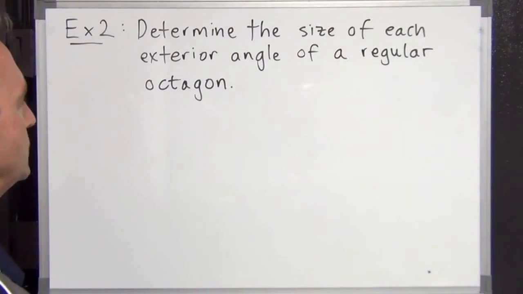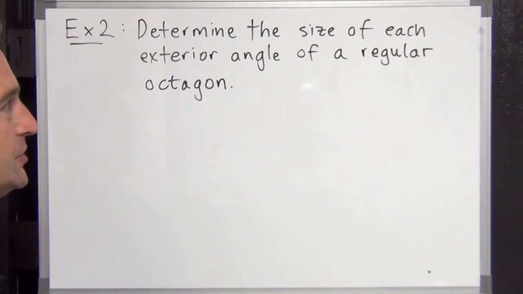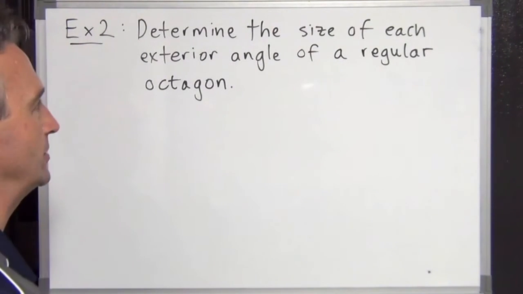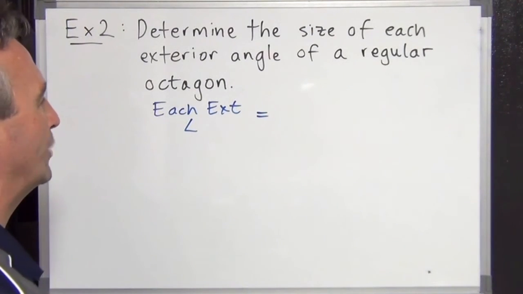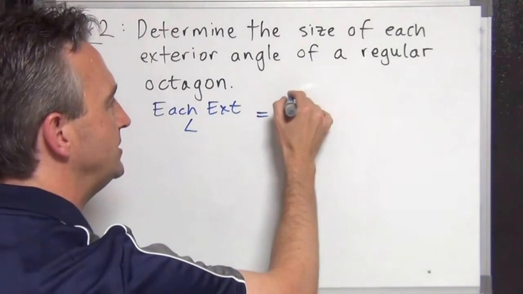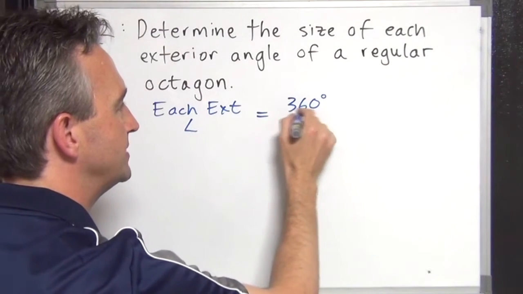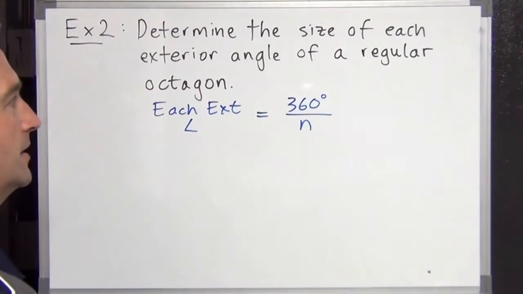So let's take that formula for a test drive. Let's dive into another example here and use that formula. We're going to determine the size of each exterior angle of a regular octagon. So let's write the formula first. For a regular polygon, the size of each exterior angle is going to be 360 degrees divided by the number of sides.